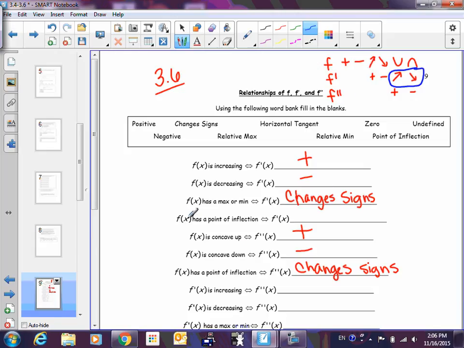So we can see this now. When F has a point of inflection, what is F prime doing? Well, a point of inflection is going to occur right there, right between a concave up and concave down. So what is F prime doing? A relative max in this case, but it could also work with a relative min. So that's what we're going to write here. Relative max or min.